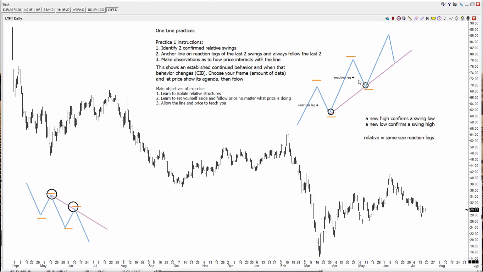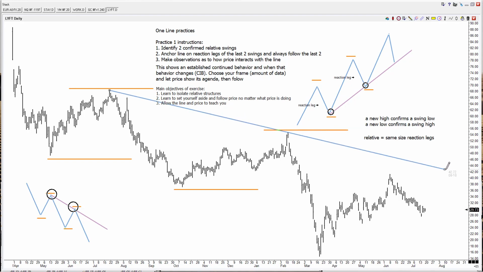What am I doing with two same size reaction legs? So if I structure this market, look at this, structure the swings. New low, confirms, swing high. New low, confirms, swing high. Now I can draw a line. See? Now I can draw a line like this. That's current, that's live.